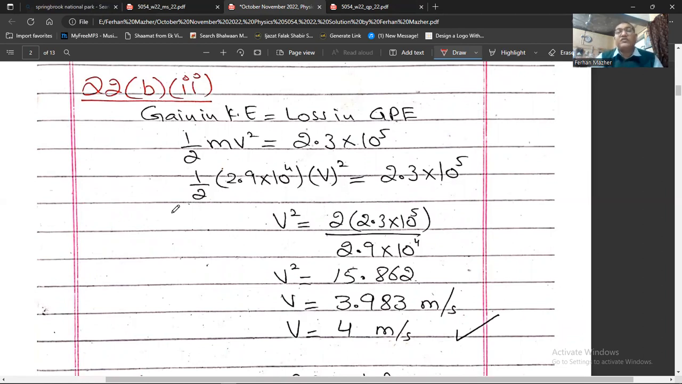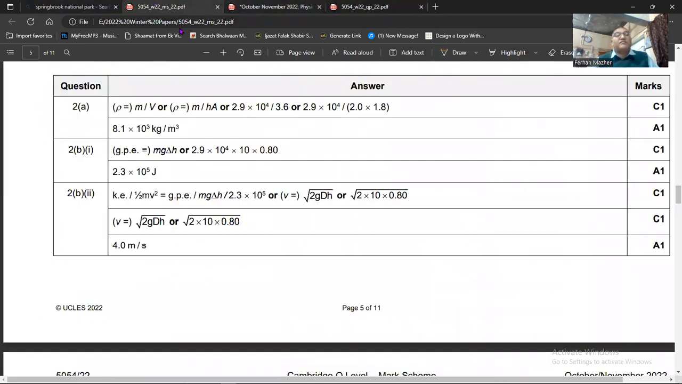So v² will be equal to 15.862. Take the square root on both sides. You will get 3.983 meters per second. When you round it off, it will be 4 meters per second. 4 meters per second is the right answer, sir.